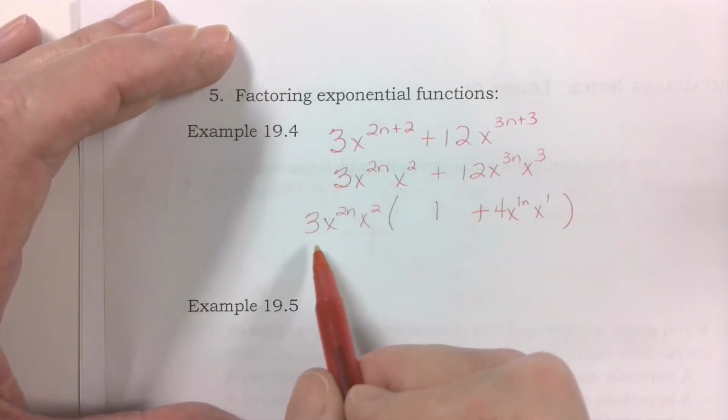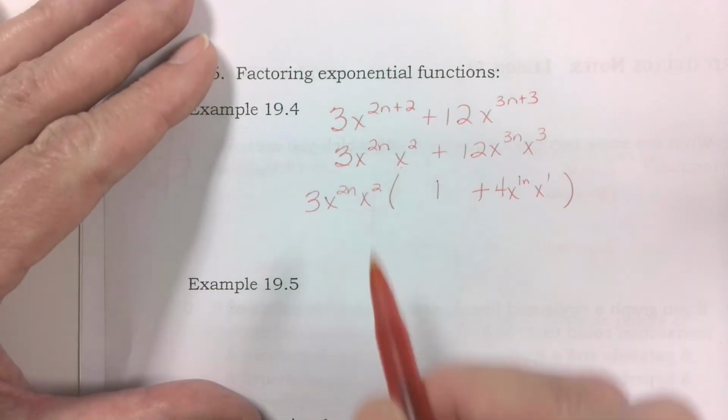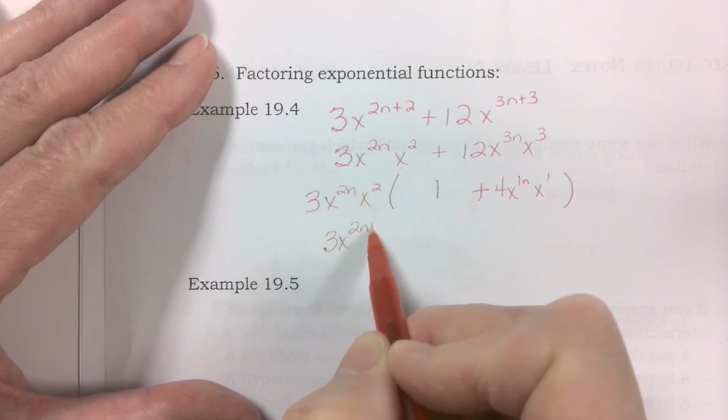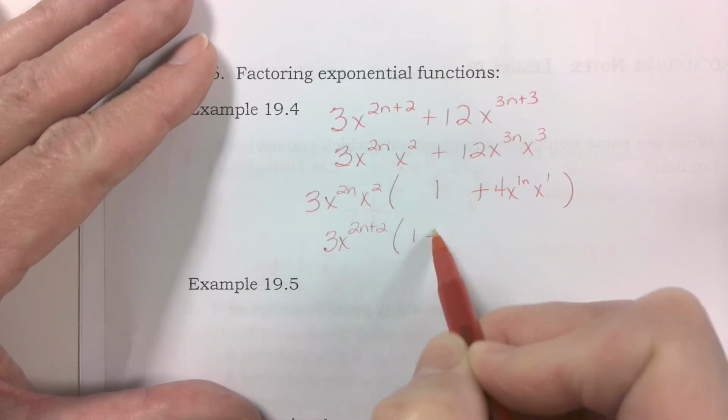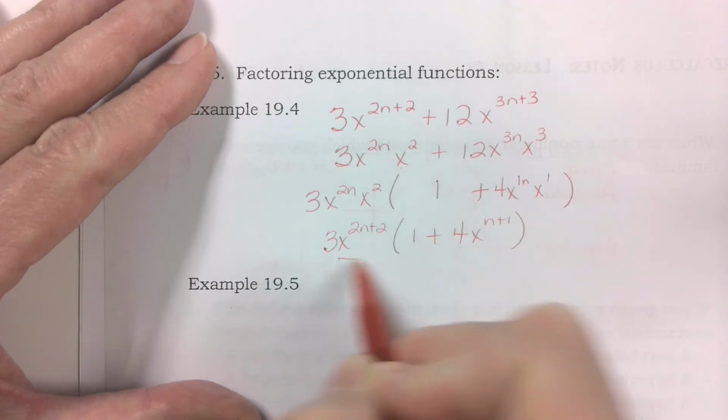Now, I'm not going to leave my answer like that. That's just the form we worked it in. I'm going to move it back and make it look more like this. So that means I'm going to add these exponents. Add n plus 1. So this is my answer.